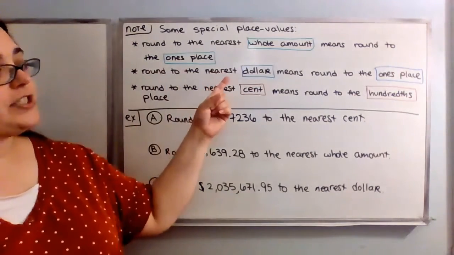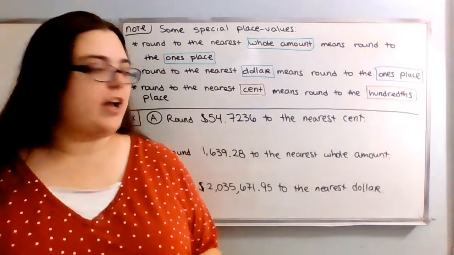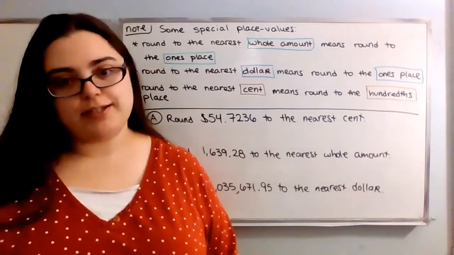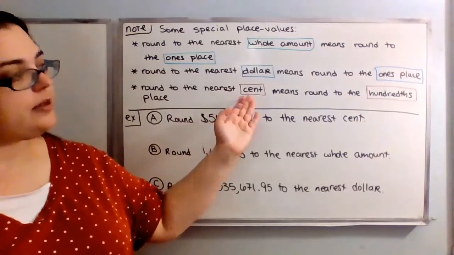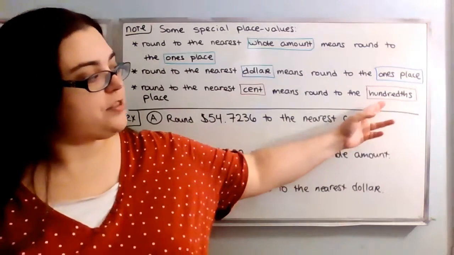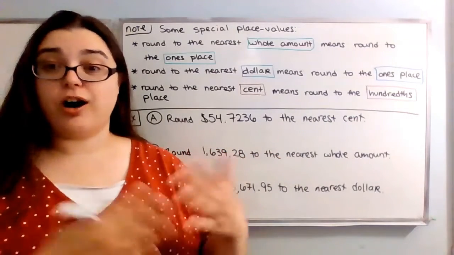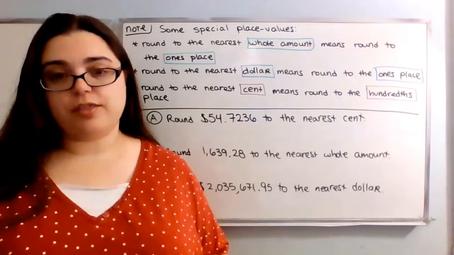If you're rounding to the nearest dollar, that also means rounding to the nearest ones place. So if you have a dollar sign like I do here, rounding to the nearest dollar would mean rounding to the nearest ones place. Rounding to the nearest cent means that we're going to round to the nearest hundredths place. The reason we're doing this is because there are 100 cents that make up a dollar. So 1 cent is 1/100th of a dollar.